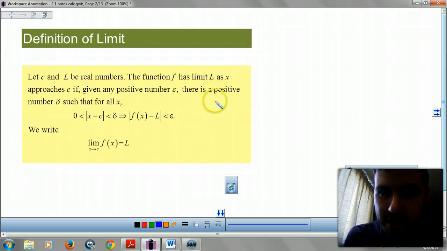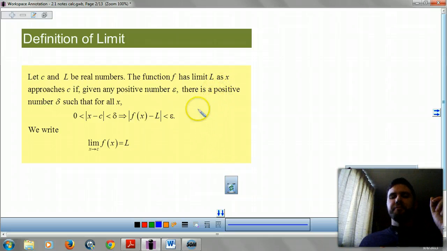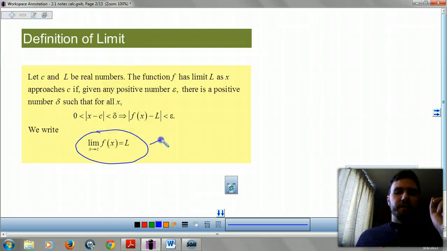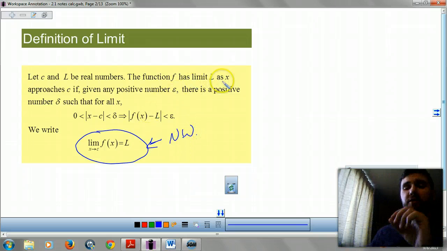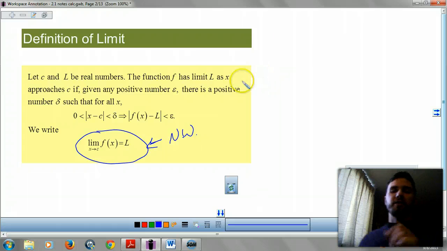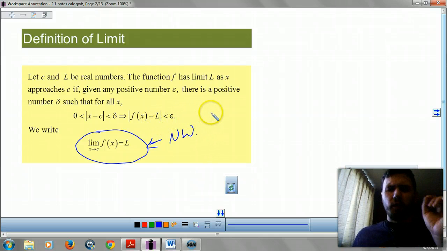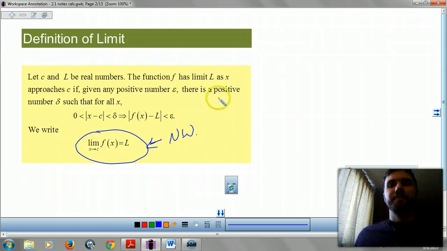Limits. Don't write this down, but read it and think about it. You write your limit like so. Okay, I'm just kidding. Write this down. Okay. 0 is less than the absolute value of x minus c, which you approach, which is less than your delta, and then as x goes to c, the absolute value of f of x minus your limit is going to be less than your epsilon. What? Your limit is the number you approach with your function as you approach a certain number.